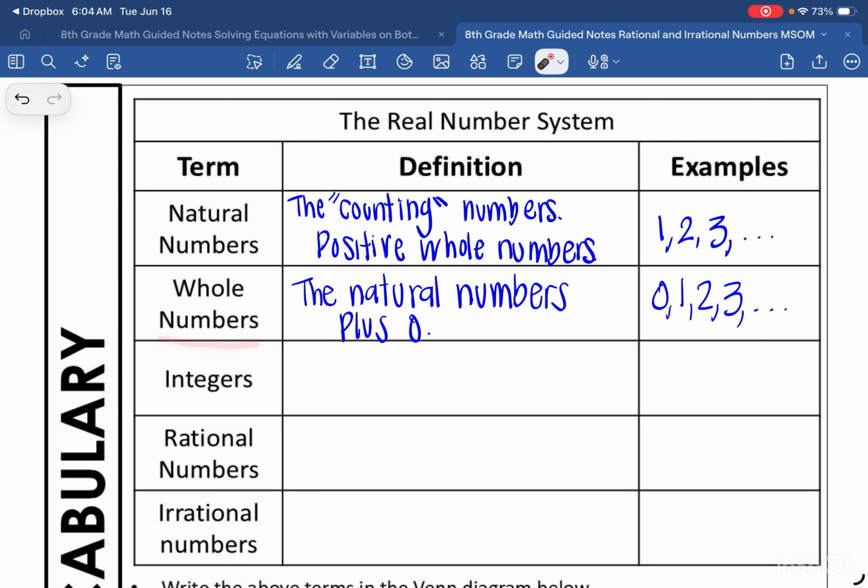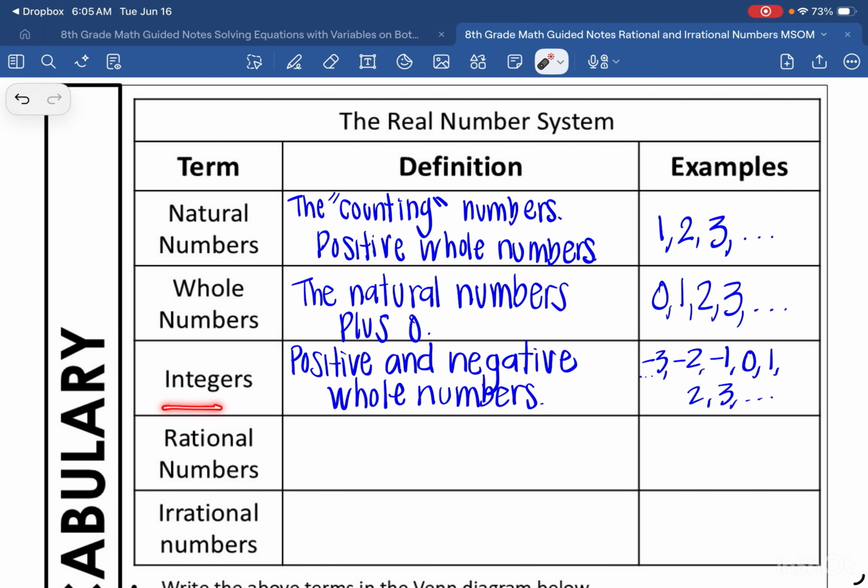Whole numbers. Whole numbers are the natural numbers plus 0. So 0, 1, 2, 3, etc. Integers. Integers are the positive and negative whole numbers. So for example, -3, -2, -1, 0, 1, 2, 3, etc.